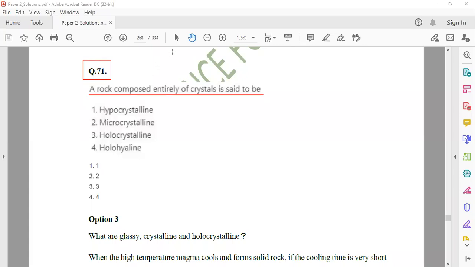holocrystalline. I'm telling you the terminology is holocrystalline. Holo means whole part, right? Holo means everything. ठीक है, तो holo means everything, crystal means crystal, so holocrystalline, such kind of rock is called holocrystalline. But we will put up some of the briefings. So 71 is 3, we will put up the briefings about these rock systems.